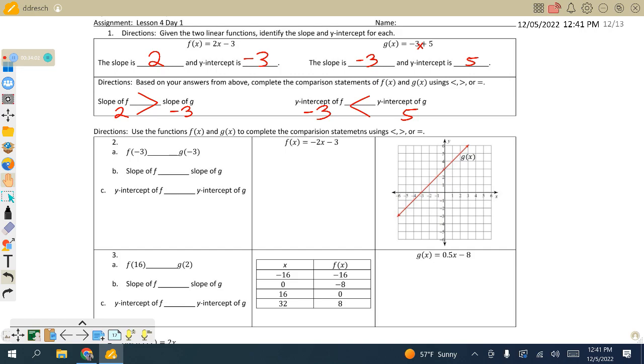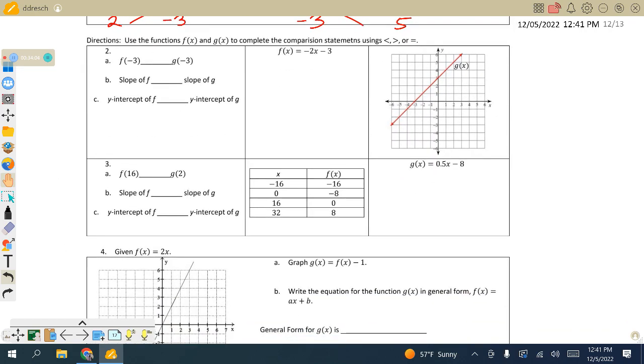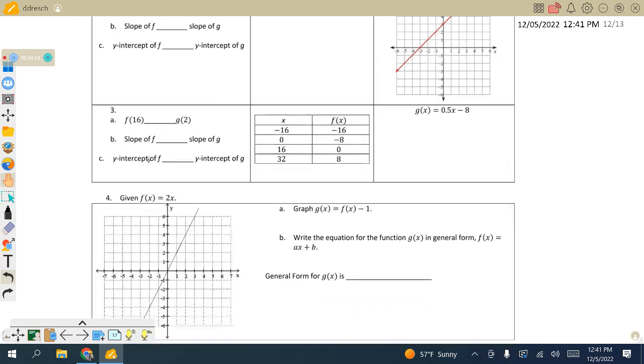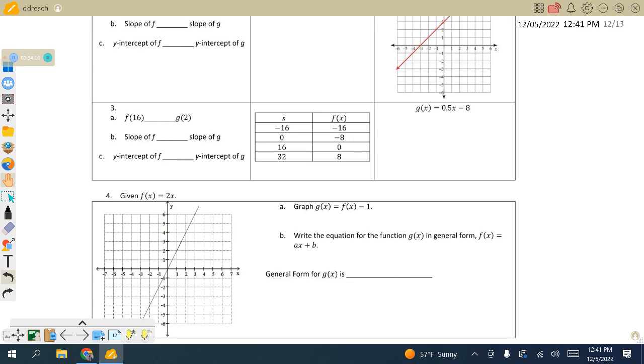Let's do another one here. Let's look down below. All right, let's do number 3 here. Number 2 is pretty straightforward. It's an equation and a graph. Let's do number 3 though. We got a table compared to a graph. The table is called f of x. The equation is called g of x. Let's identify these pieces and then compare them.